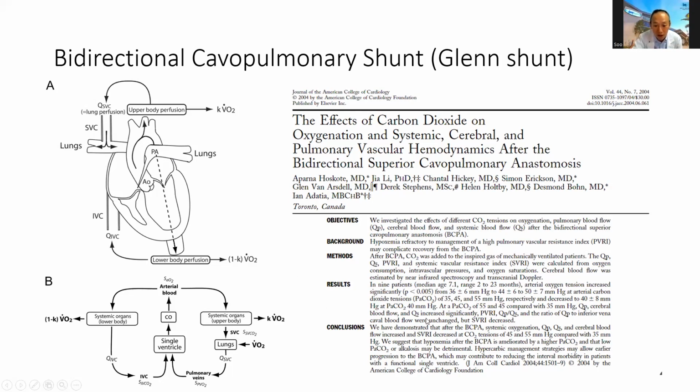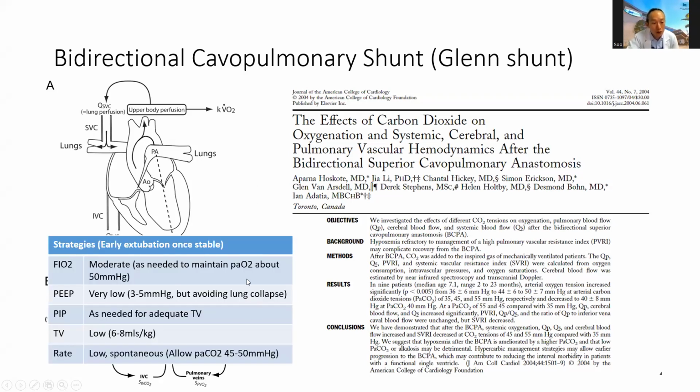So with this particular study, for the first time, they have proven that instead of a strategy trying to lower CO2, you allow CO2 to trend upwards, it actually improves the oxygenation for this group of patients. And finally, of course, you need to extubate them early.